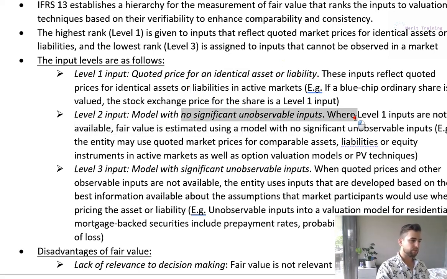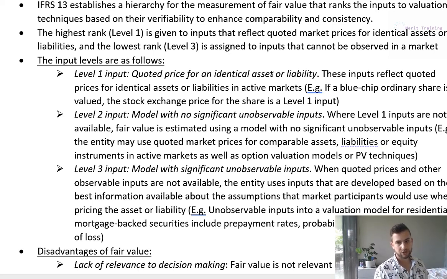Number two input is a model with no significant unobservable inputs. So this is basically a model. For example, the entity may be using quoted market prices for comparable assets, liabilities, or equity instruments in active markets. So you're not getting the exact same share to compare it to, but let's say you've got a childcare company. There are other childcare companies out there, but it's not the same company, it doesn't have the exact same situation. So you can look at some comparable things, like what multiples are trading at, and use that to compare the value of the business. So it's fairly accurate, but not as accurate as if it was in a liquid quoted market.